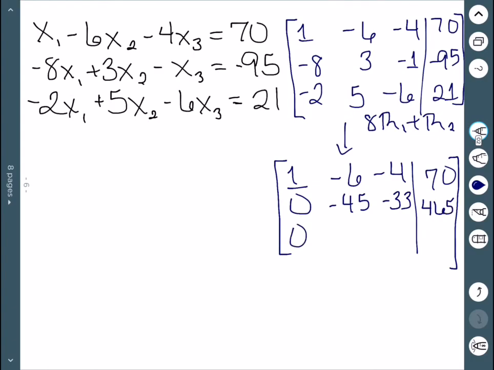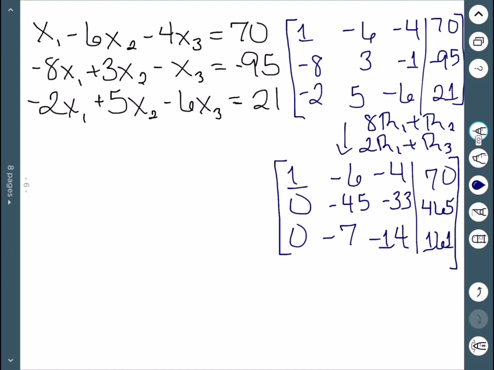I also want to get a 0 in the third row. In this case, it's currently a negative 2, so I need to add 2 to make that a 0. So 2 row 1 plus row 3. 2 times 1 is 2, minus 2 is 0. 2 times negative 6 plus 5 is negative 7. 2 times negative 4 minus 6 is negative 14. And 2 times 70 plus 21 is 161.